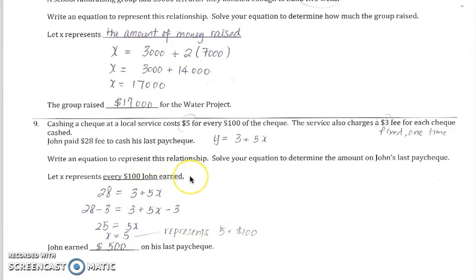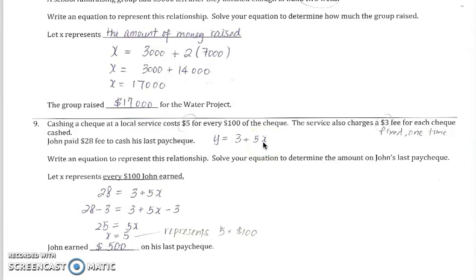So here we are going to represent x as every $100 John earned. This is necessary because the $5 service charge is based on every $100. So think about your linear relations. Your fixed part is the adding part. So $3 is the adding part in the service fee. And plus for every something, so this keeps on repeating. You add 5 and add 5 and add 5, like your constant first difference. So you keep track of that by multiplying 5 by x.